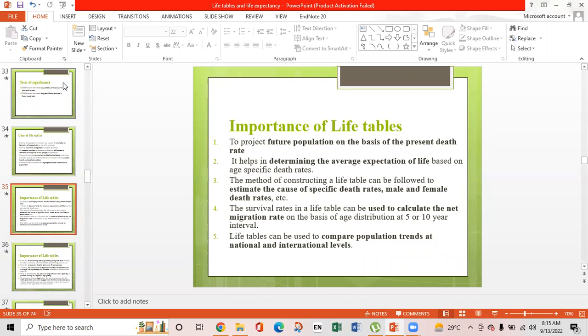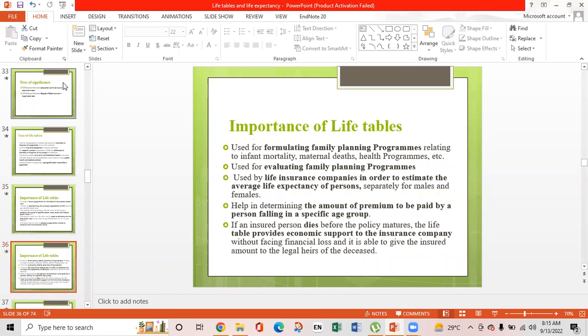Life tables can be used to compare population trends at national and international levels. It is used for formulating family planning programs relating to infant mortality, maternal death, health programs, etc. It is used for evaluating family planning programs.